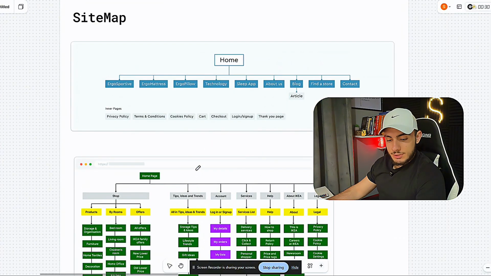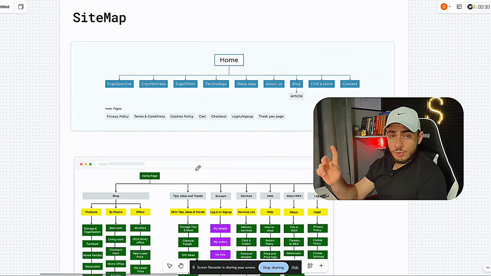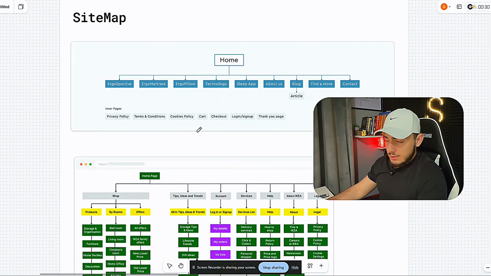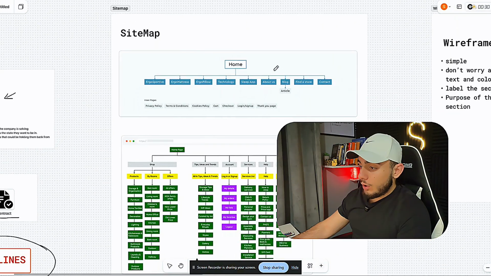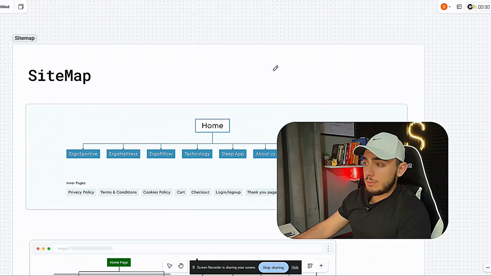So you have to understand what the niche is, and after you understand what the niche is, you have to talk with your client to see what they want, and maybe you can throw in some other pages that they might need, and depending on what they say, you can keep that or not keep that. And always make sure that before moving on to the next stage, you get a confirmation from your client that the sitemap is okay.